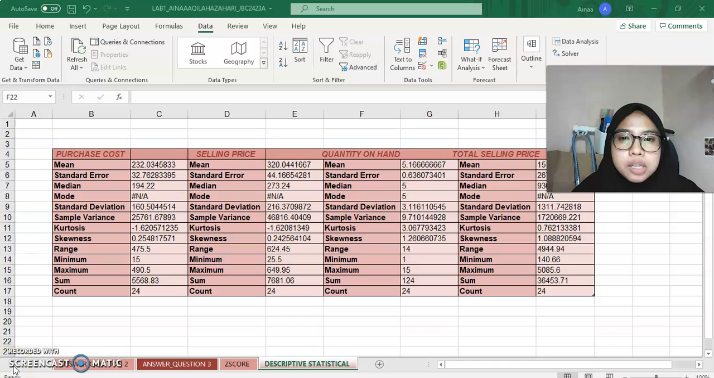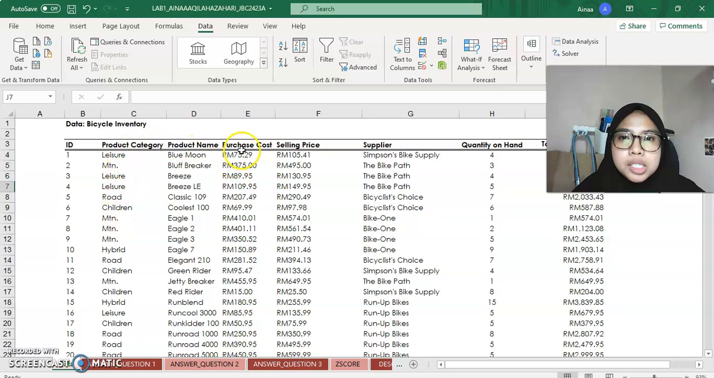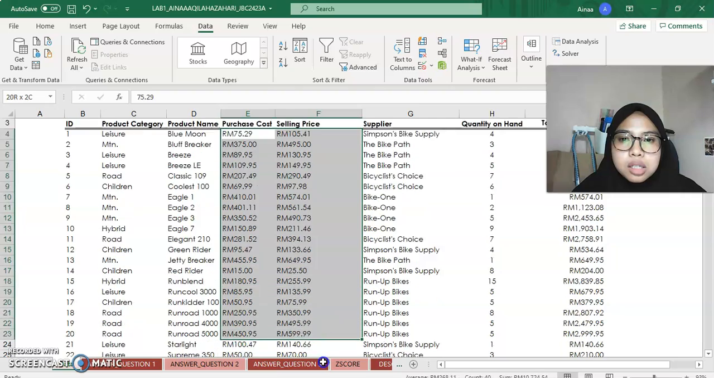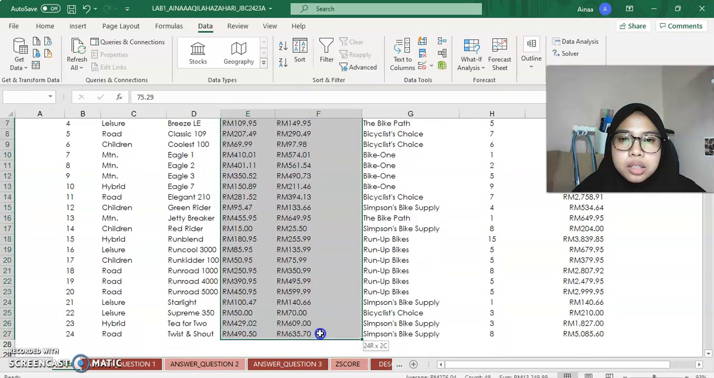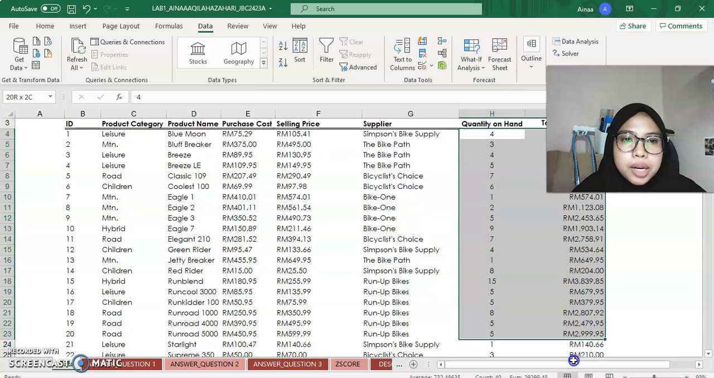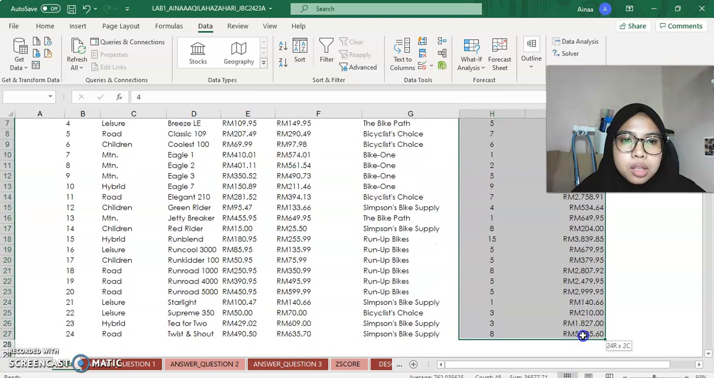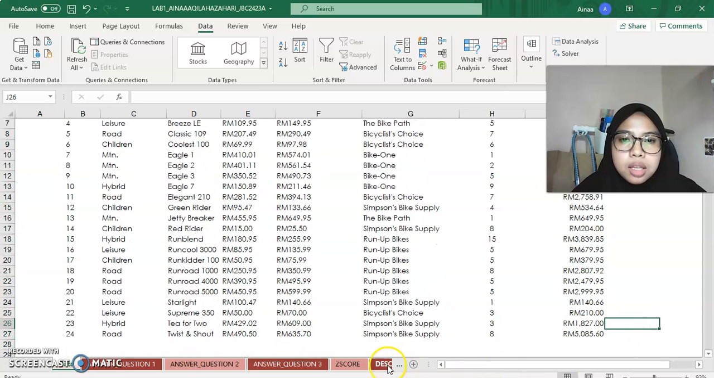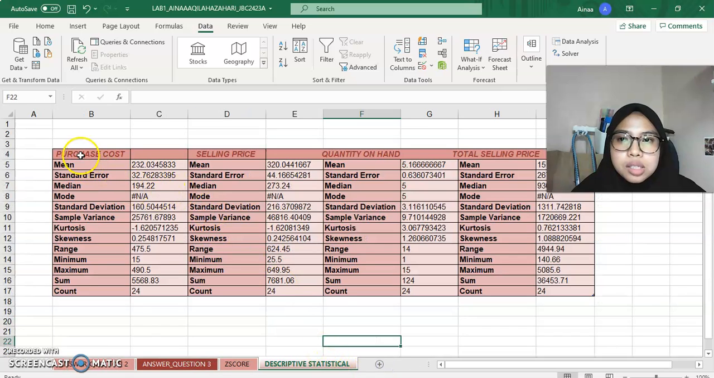Okay, for the descriptive statistical, you can drag from the data for purchase cost, selling price, like this, and paste to the input range. And for the step 2, quantity on hand and total selling price. Then you can go to this, and the final answer will be like this.